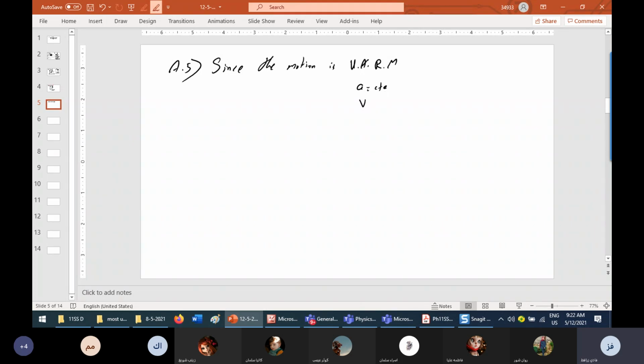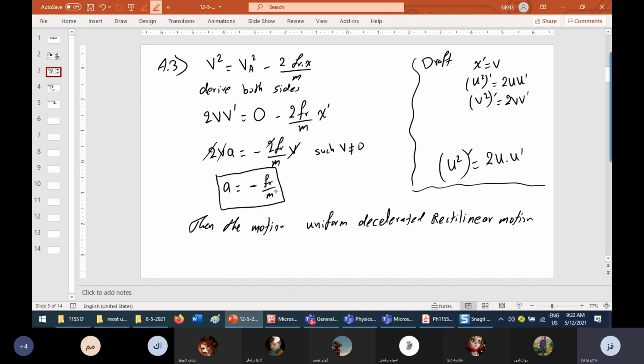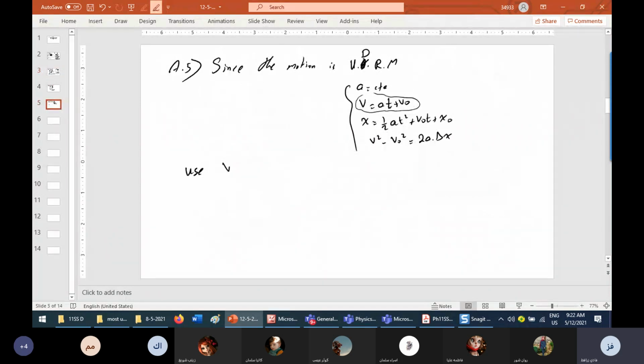A equals constant. Sorry, not accelerated, this is decelerated. I will correct it. V equals AT plus V0, X equals half AT square plus V0T plus X0, and V square minus V0 square equals A delta X. I can use the second, right? Because I can find the expression of A, minus friction, and I already did it. Let us use V equals AT plus V0.